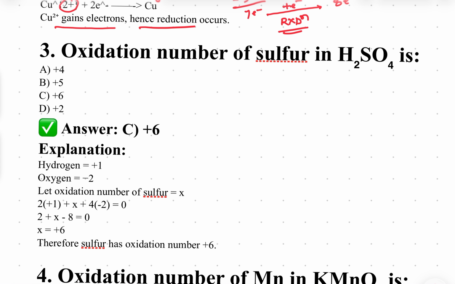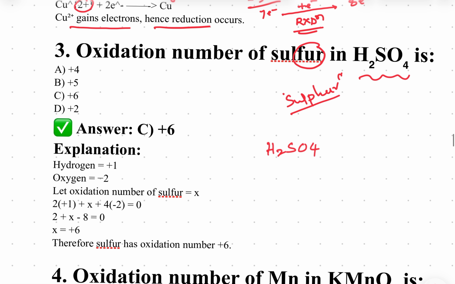Now we see the oxidation number of sulfur. So the spelling is wrong, sulfur. Okay, sulfur in H2SO4. How to find the oxidation state? Very easy, I will explain. H2SO4 we are taking. So sulfur, you can take logic. S means 6th group. Which group is it? Sixth group.